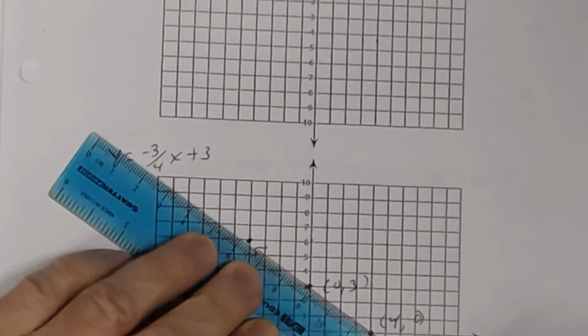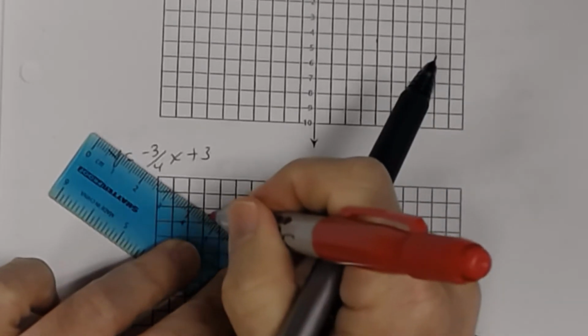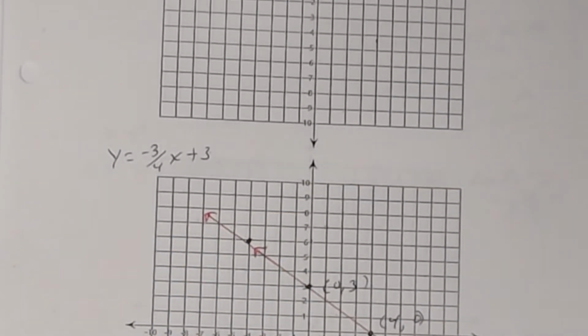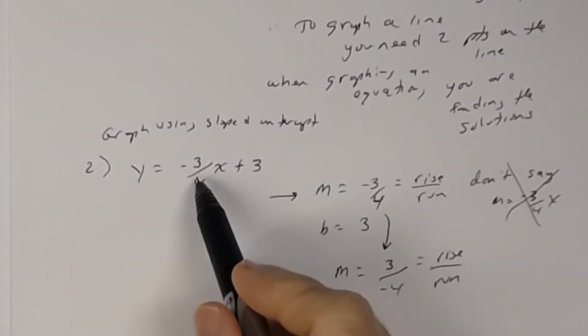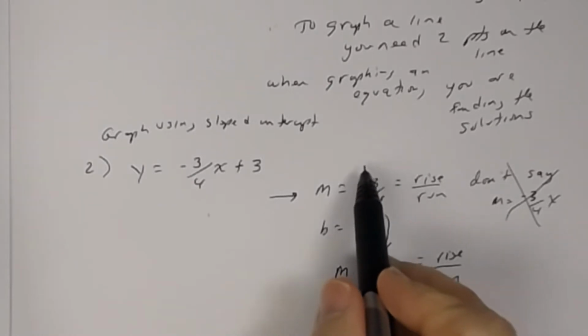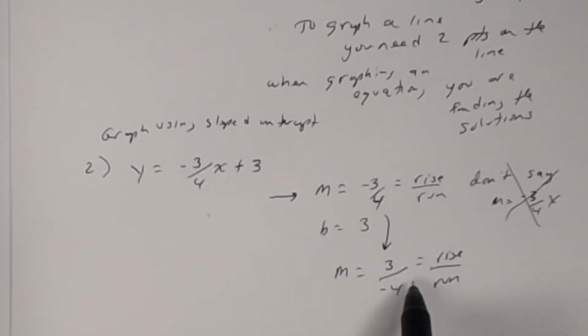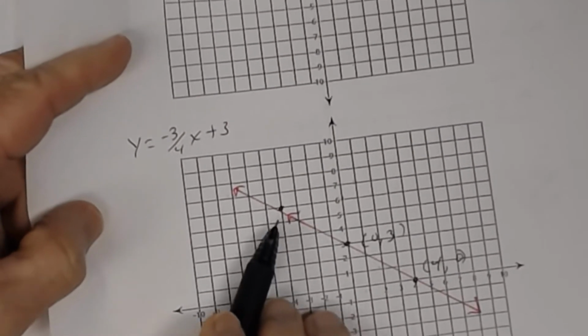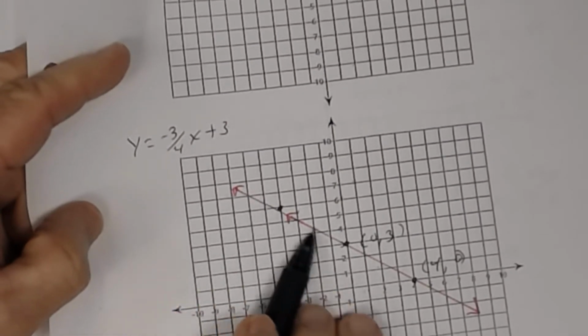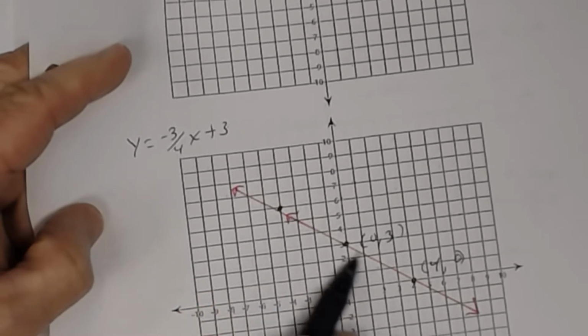So it does not matter whether the slope is negative. It does not matter whether you make the rise negative or whether you make the run negative. It does not matter. You're still going to get the same line. You're still going to get the same graph.